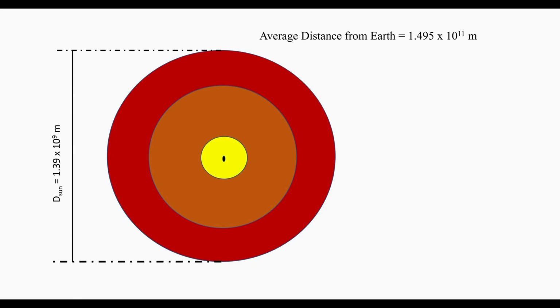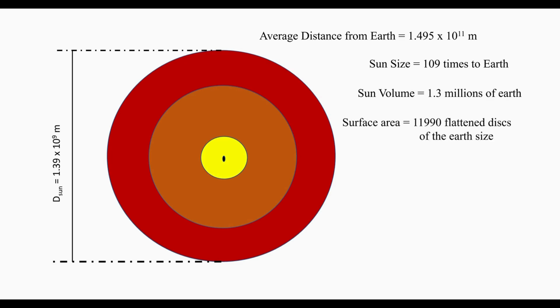Interestingly, the Sun is 109 times the size of the Earth, and another interesting fact is that it is so large that you could fit 1.3 million Earths inside the Sun, or to cover the entire surface of the Sun by flattening the Earth, you need 11,990 flattened disks equivalent to the size of the Earth's surface.